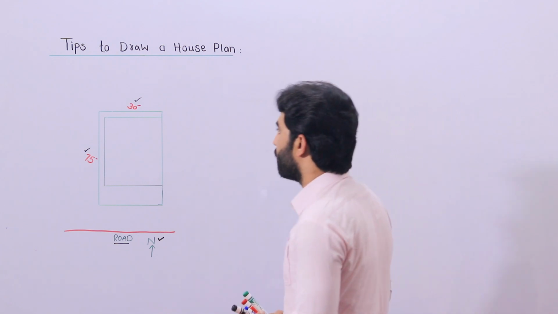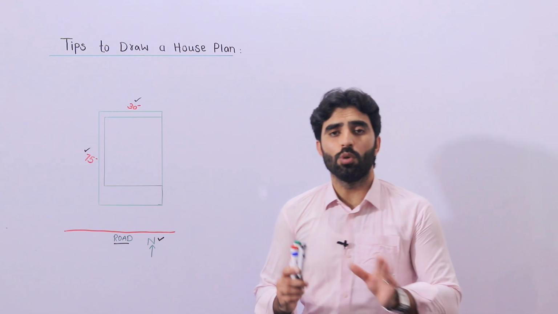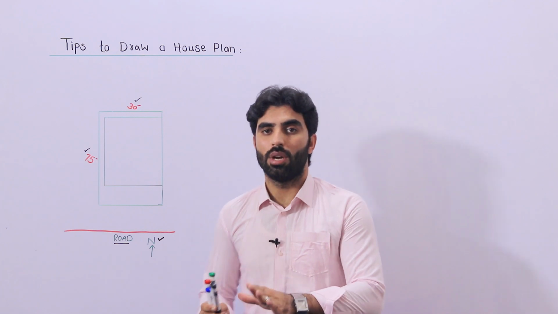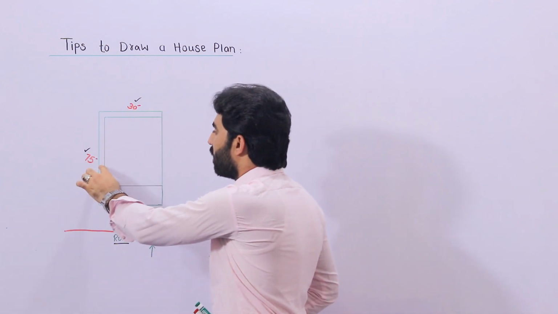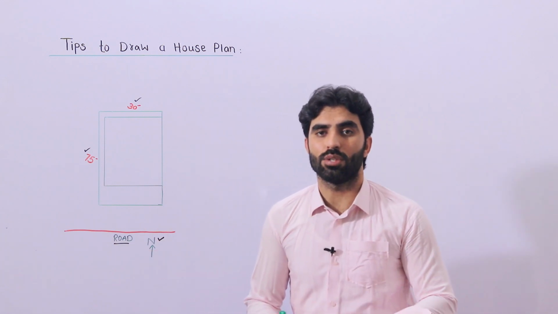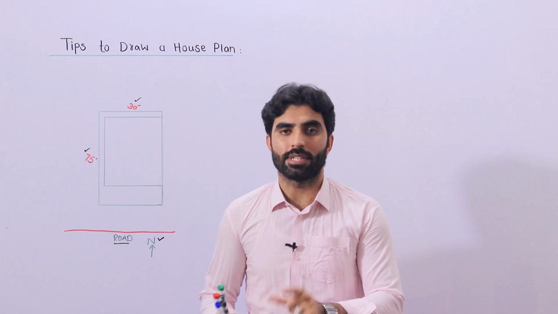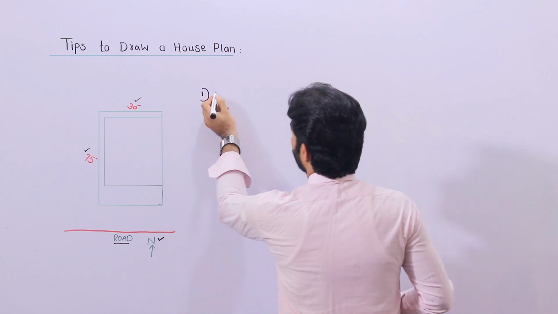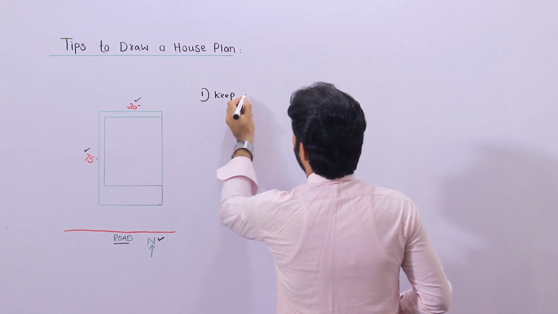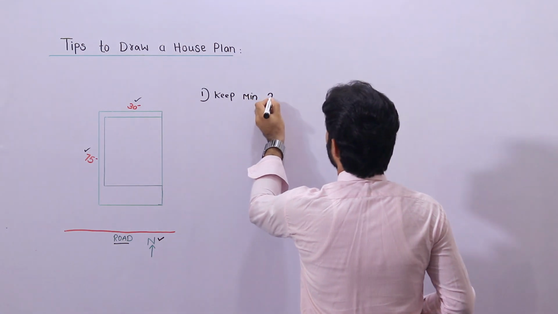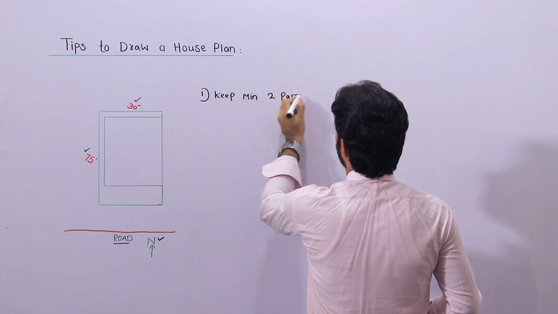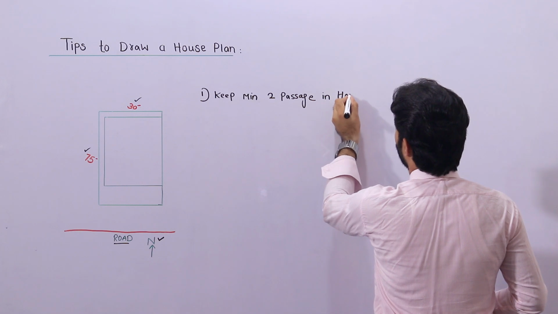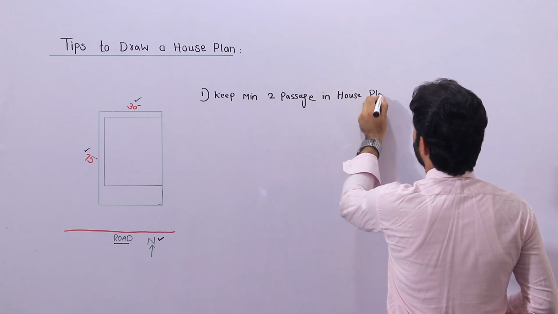Remember one thing, the first step is very important. Try to make two passages if the plot size is normal, okay? Try to make two passages, one at the back side and the other on the left side or right side. This is very important for proper ventilation and a proper sanitary system. So the first point is, keep a minimum of two passages in the house plan.